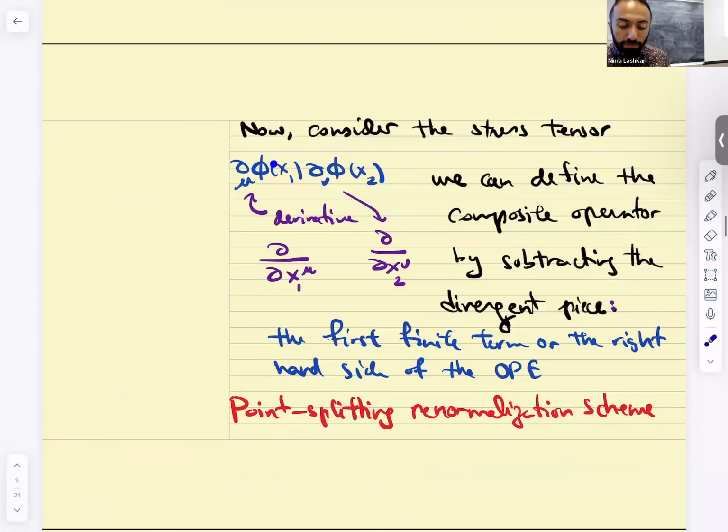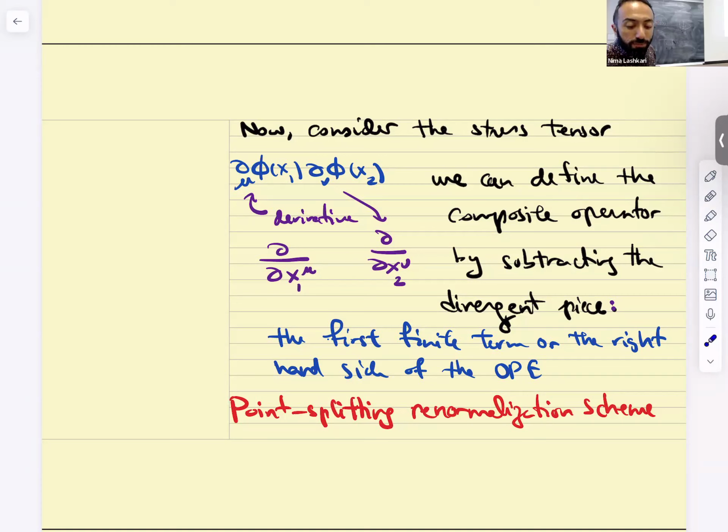When I take ∂_μ of φ(x1), ∂_ν of φ(x2), subtract the divergence structure from it, and take the limit of coincident points, it gives me a local operator that I can use to define which beast? Stress tensor. Because the stress tensor is half ∂_μ φ ∂_ν φ, minus a quarter or something, I don't remember, η_μν (∂φ)². This allows me to define the renormalized stress tensor. That's good. What we're doing is actually a renormalization scheme. It's called the point splitting renormalization scheme.